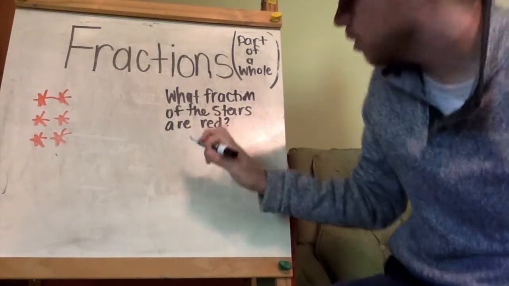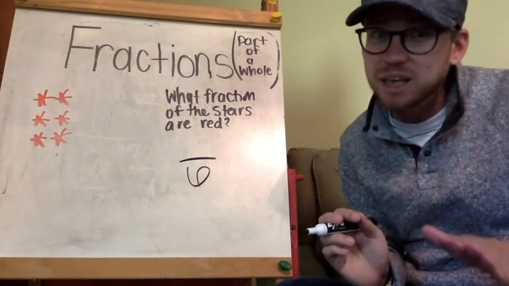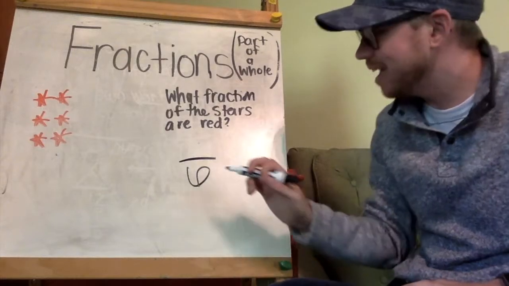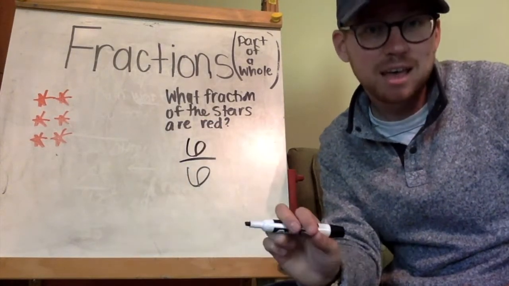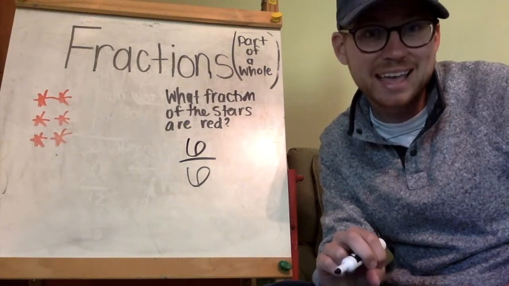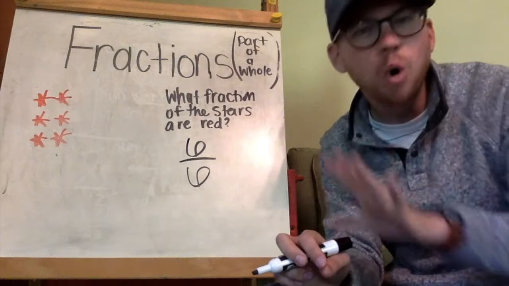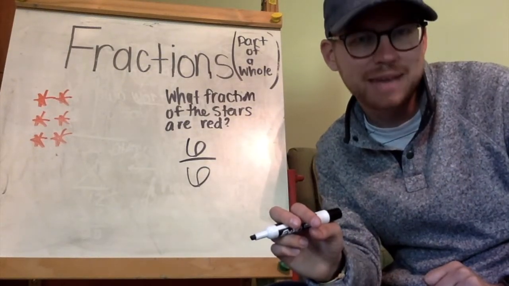Right, I have 6 total stars, so that's our denominator. But looking at this picture, how many are red? 6. So 6/6 of the stars are red. And that equals 1 whole. The whole picture is red. All the stars in the picture are red.